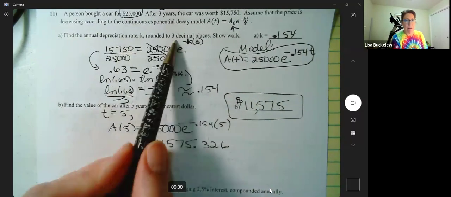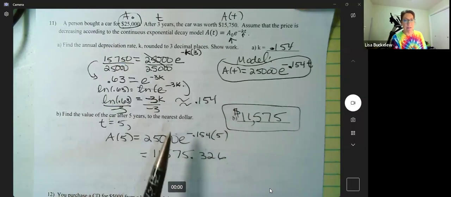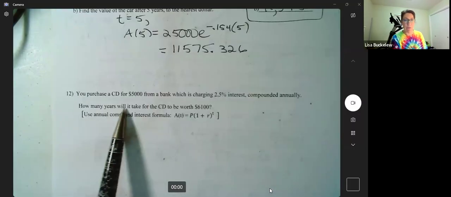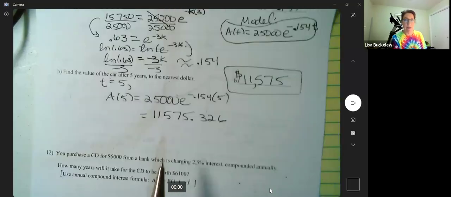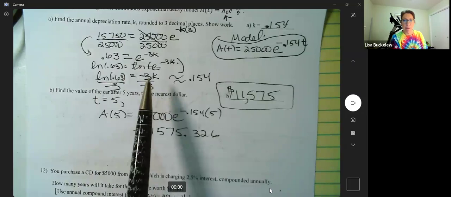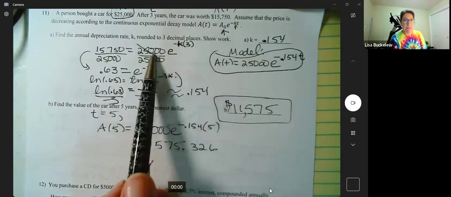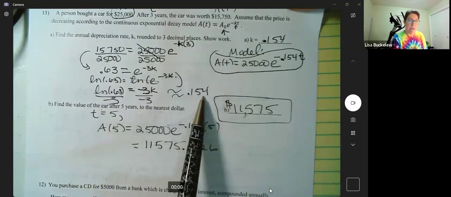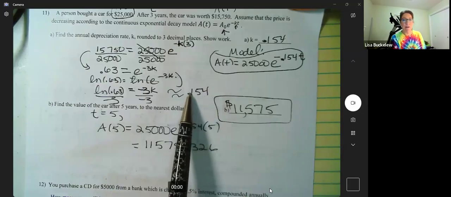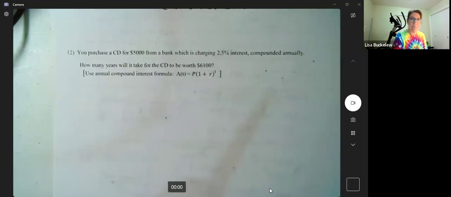What was different about this one is having to find the rate instead of finding the time, which we do a lot of times. Like this one, we're going to do it one more time. How many years will it take? Well, that's what we're trying to solve for, the T. We could use logarithms or we can do the graphing. But on this one, we knew the time and we're trying to find the rate. So it's the same series of steps, but we're calculating something different. So it's not 0.154 years. 0.154 is the rate of depreciation.